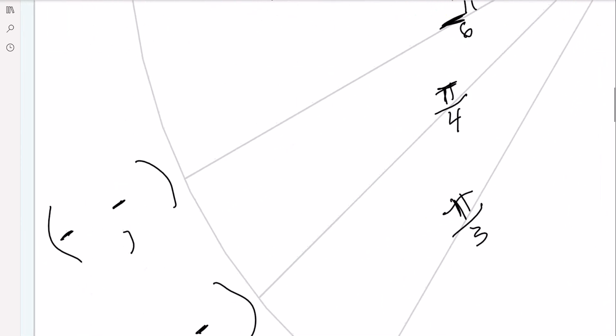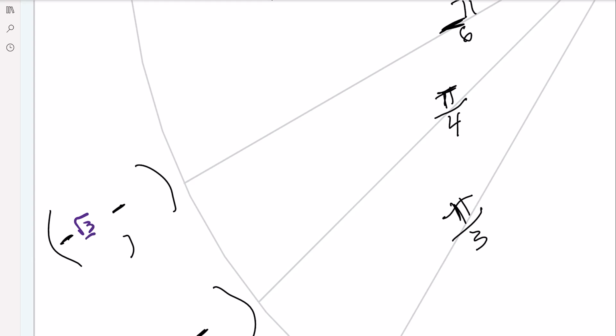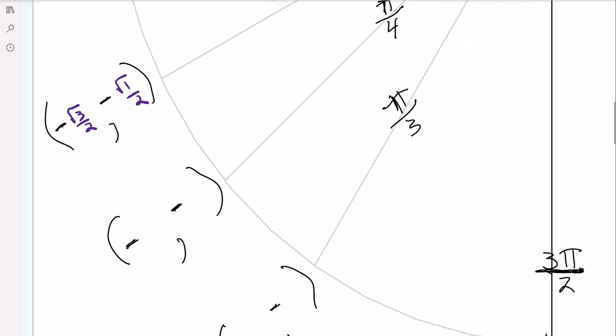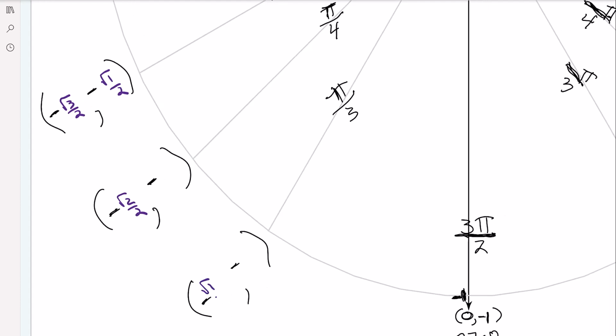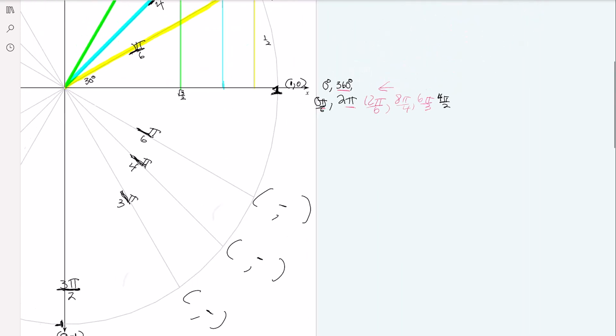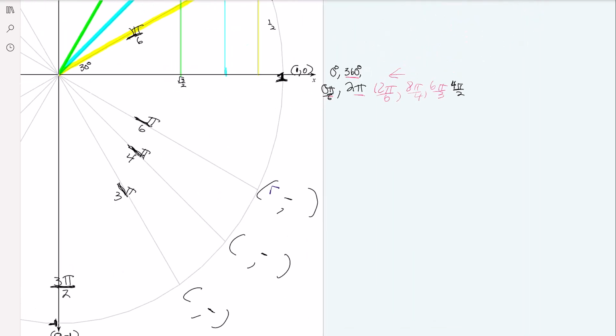And then down here, root 3 over 2, root 1 over 2. So for the x's, we count down. And for the y's, we count up. Come over here. The x's, the y's. So for the x's, we count down. And for the y's, we count up.